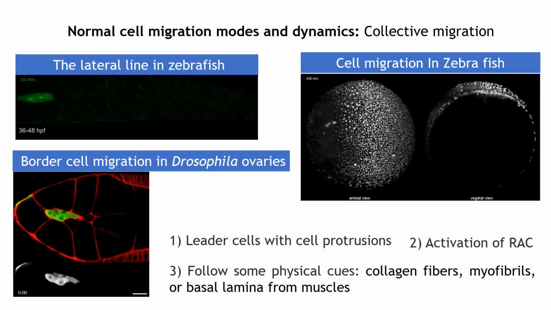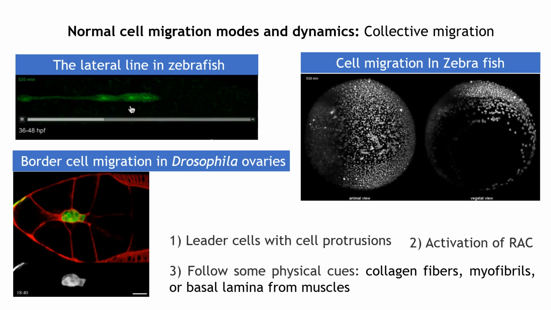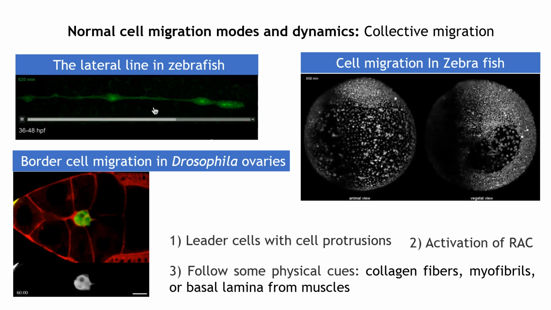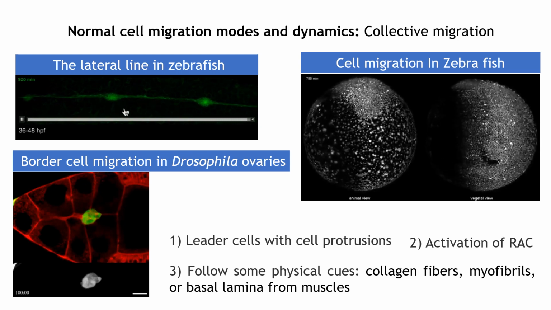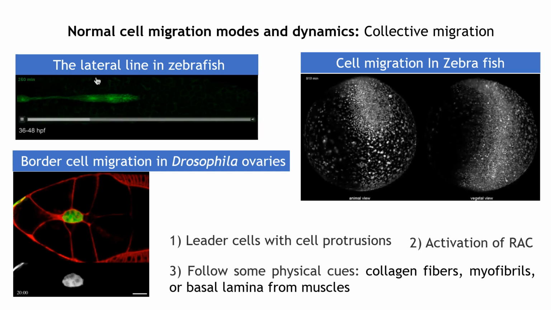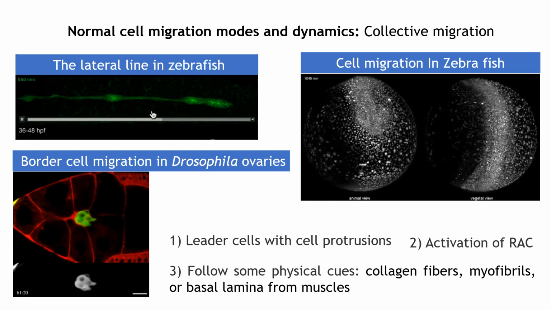Okay, so here you see three different types of migration. You have single migration, and I showed you that last time. You have migration of a group of cells, a collective, a group of cells that are moving together, and as you can see, there are different organisms at different stages.